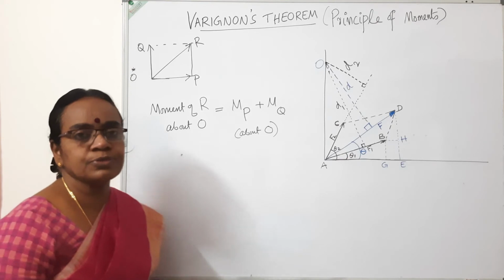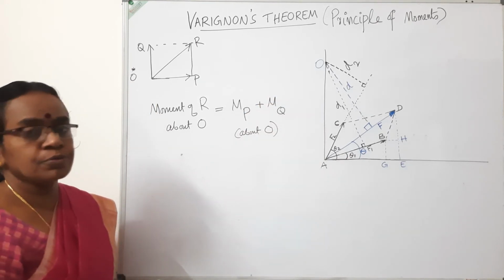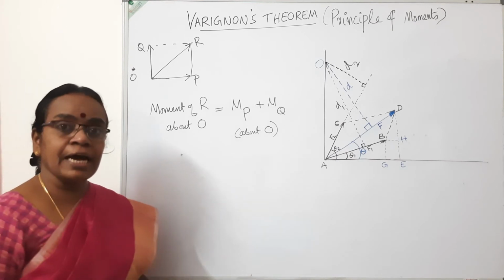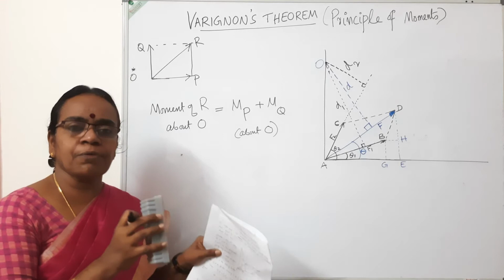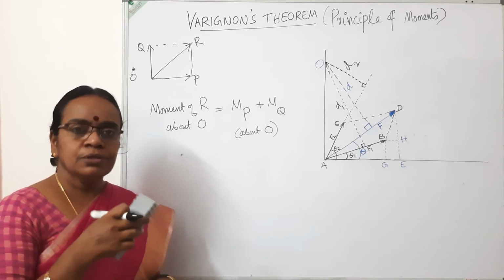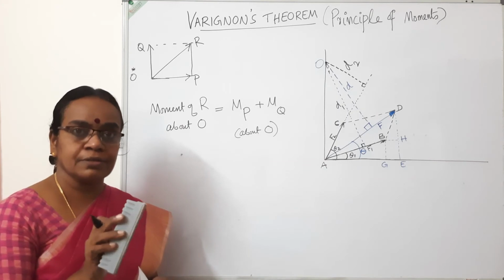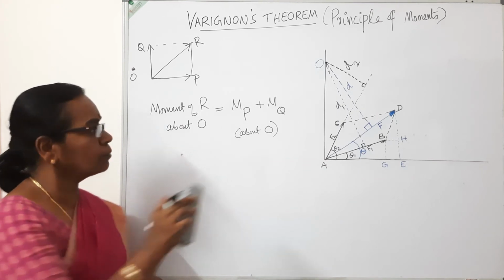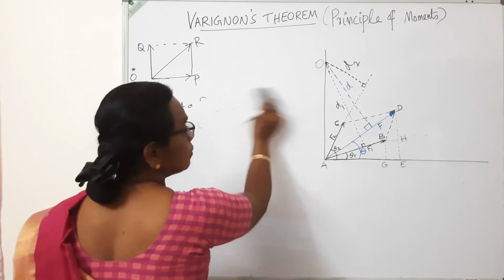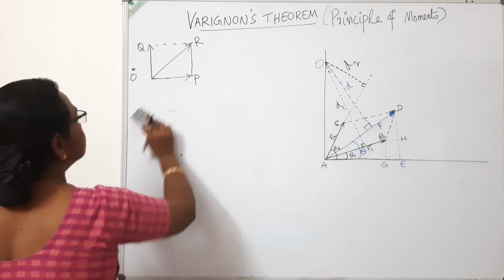This is a commonly asked question in university exams, and we have to do the proof of this also. So Varignon's theorem states that the moment of a force about any axis or about any point is equal to the algebraic sum of moments of its components about the same axis or about the same point. I am going to do the proof of this theorem with reference to this figure.